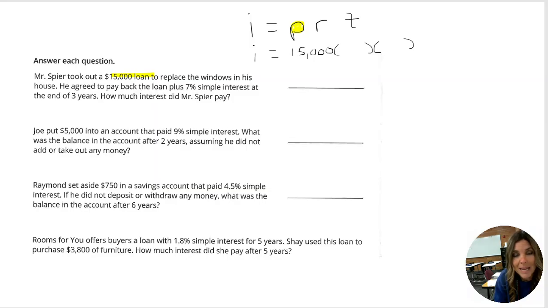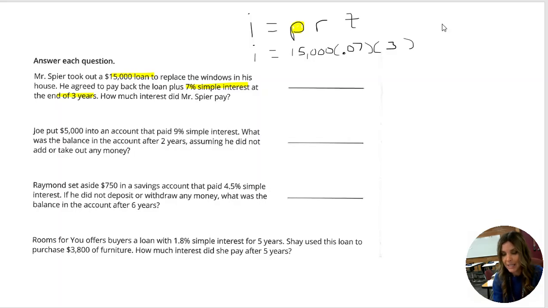He agreed to pay back the loan plus 7% simple interest. So that's our rate. And remember, we always plug our rate in as a decimal. So that's going to be 0.07. And then for this one, our time in years is 3 years. So I'm going to plug in a 3 for the time in years. And now we just have to multiply those 3 together.